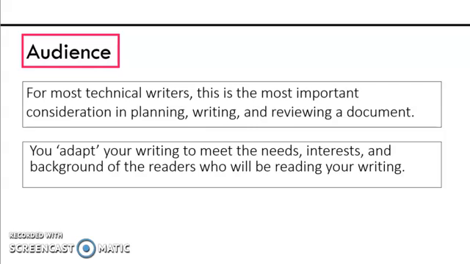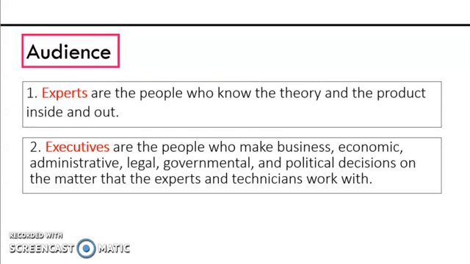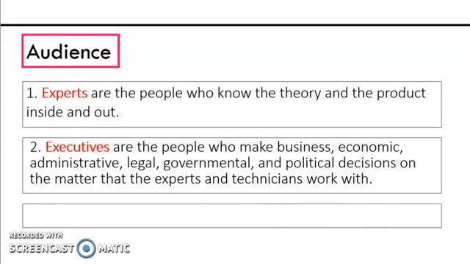Okay, so you adapt your writing to meet the needs, interest, and background of the readers who will be reading your writing. Now, one of the first things to do when you analyze an audience is to identify its types. These types are rarely just one type, but in general, the audience can be categorized into 3 types. First, we have the experts. These are the people who know the theory and the product inside and out. Basically, they designed it, they already tested it, they know everything about it.